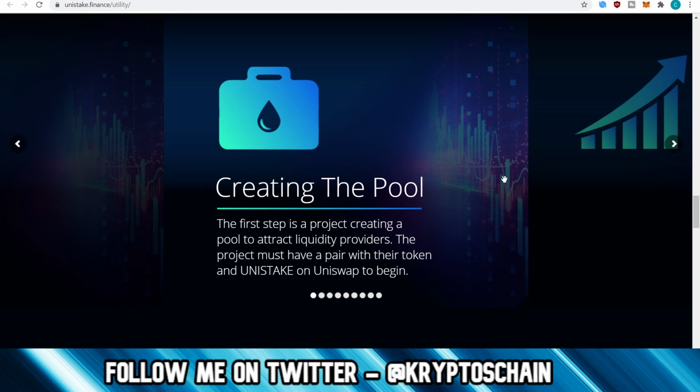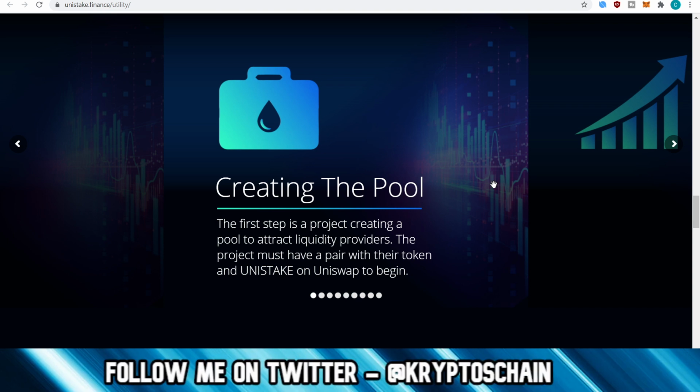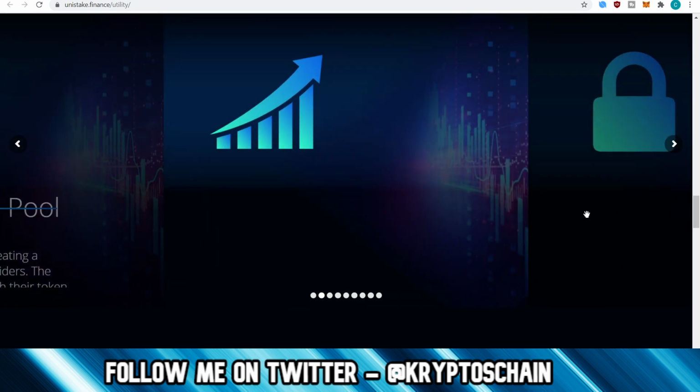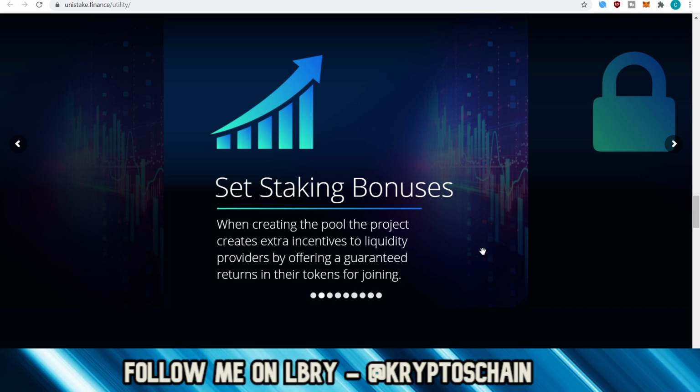Now, how does this actually work? Well, you can create a pool. So the first step is a project creating a pool to attract liquidity providers. The project must have a pair with their token and Unistake on Uniswap to begin. So they need to have the double pairing, basically, if you want to think about it this way. They need to have a pairing with Unistake too for this to work. Now, they need to set the staking bonuses. So when creating the pool, the project creates extra incentives to liquidity providers by offering guaranteed returns in their tokens for joining.